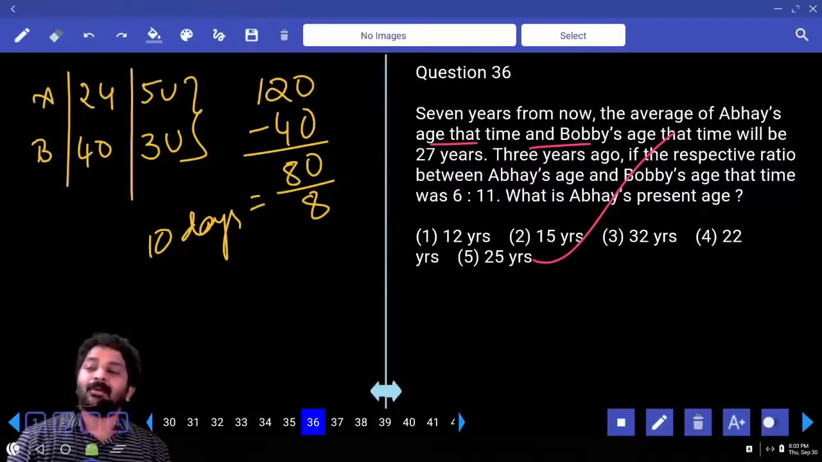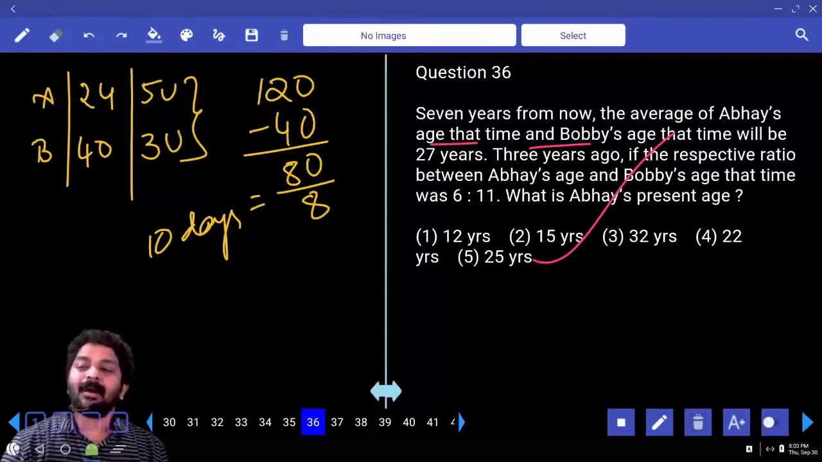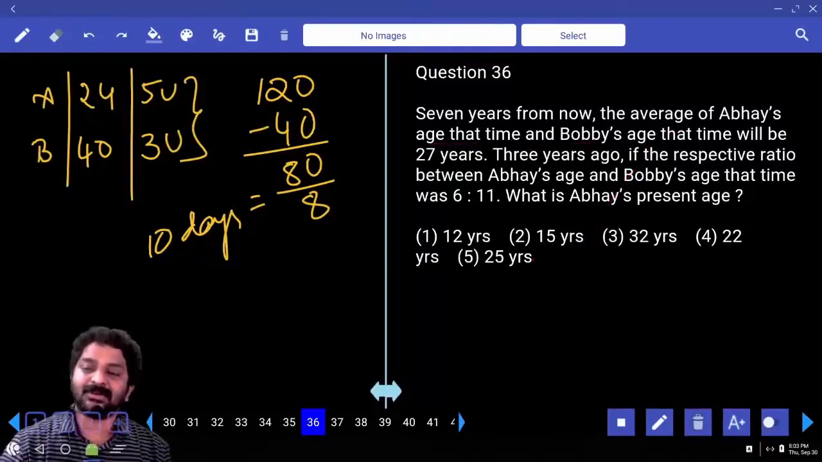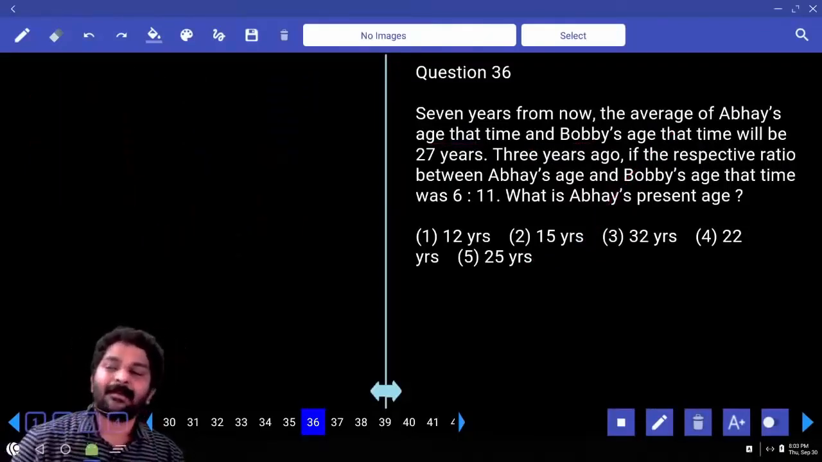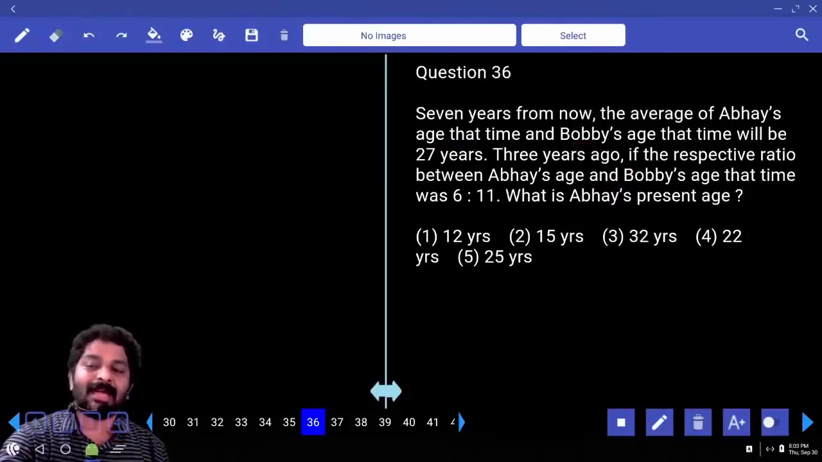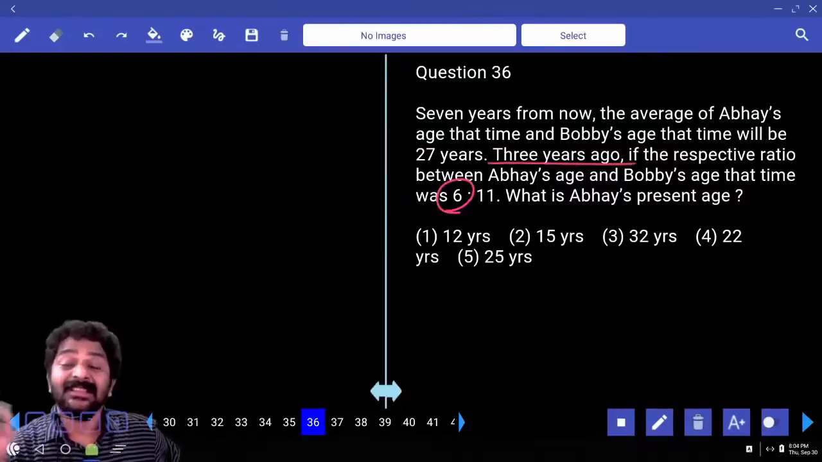7 years from now, the average of Abby's age at that time and Bobby's age at that time will be 27 years. 3 years ago, the ratio between Abby's age and Bobby's age at that time was 6:11. What is the present age of Abby? So in the options you are given the present age of Abby. From the ratio, Abby's age was how many parts? When was this? 3 years back.